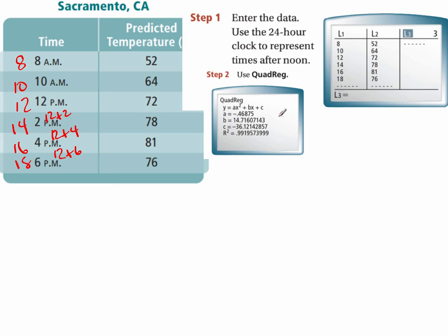Let's just do 4. Let's do this. A is minus 0.47 x squared, so that's a. Here's b, plus b, which is 14.72 x minus 36.12. Always keep it to the same number of decimals.